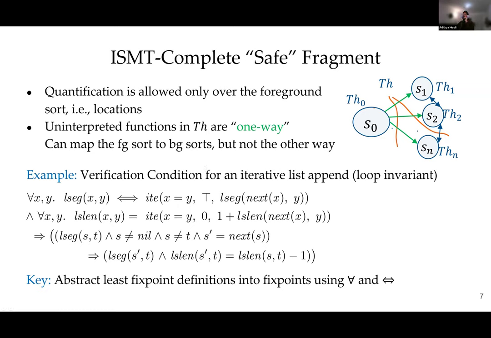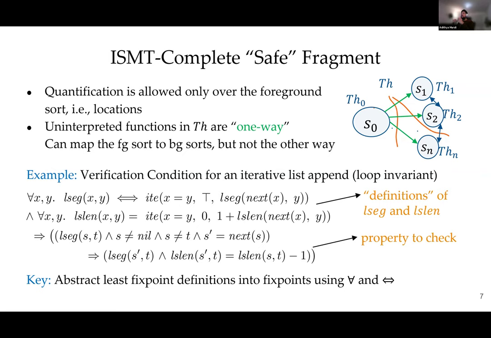Here's a verification condition for an iterative list append. This is the VC corresponding to the loop invariant. Here you have two parts. You have what I'm calling definitions of lseg and lslen, list segment and the length of the list segment. These are not definitions in the least fixed point sense. These are fixed point definitions because now you're saying for all x and y, lseg xy holds if and only if the body holds.